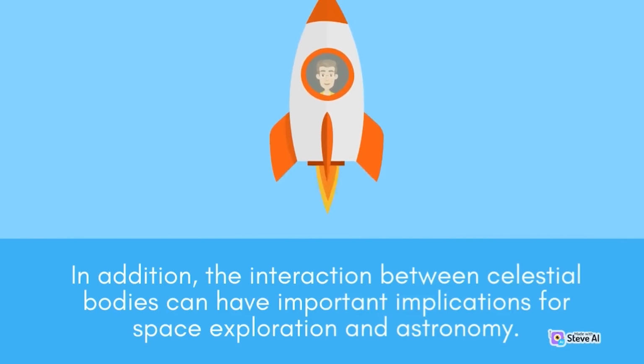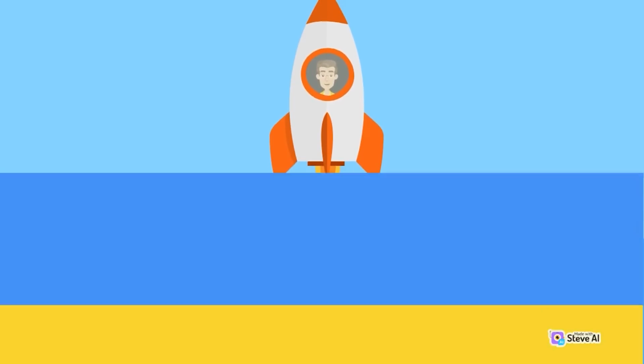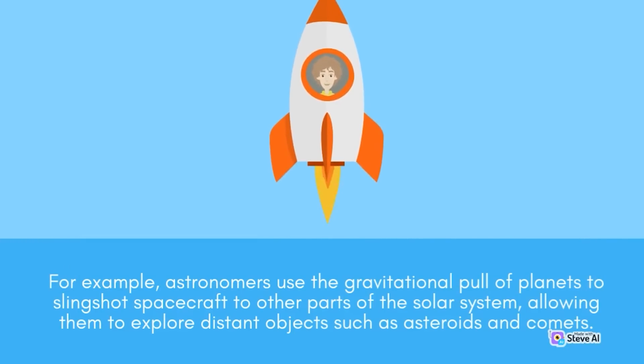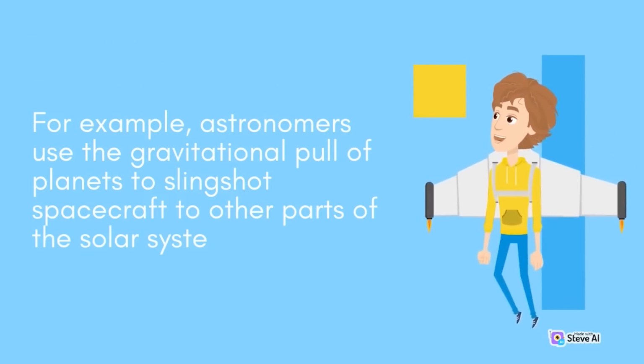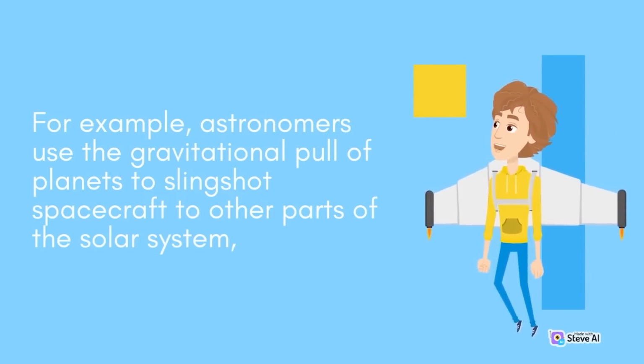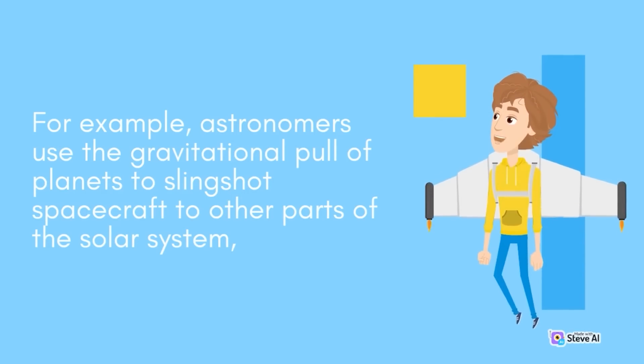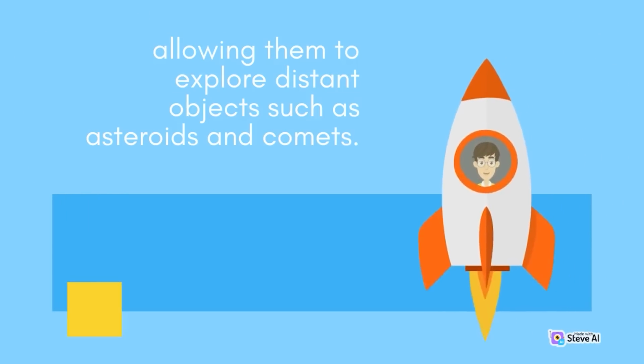In addition, the interaction between celestial bodies can have important implications for space exploration and astronomy. For example, astronomers use the gravitational pull of planets to slingshot spacecraft to other parts of the solar system, allowing them to explore distant objects such as asteroids and comets.